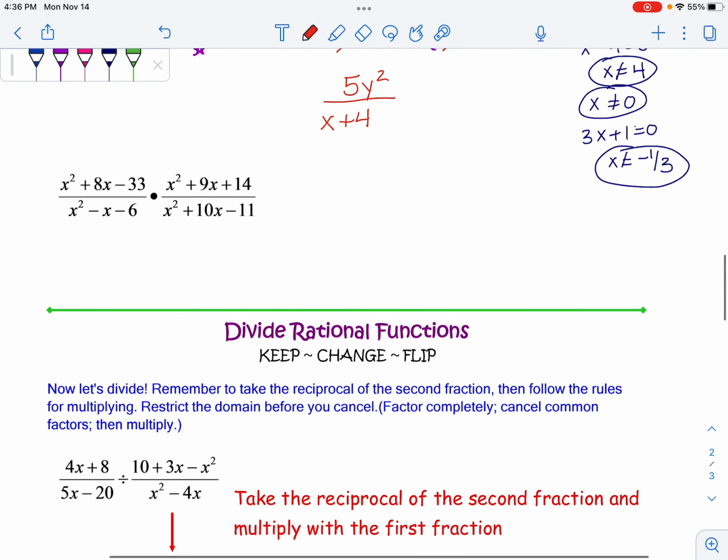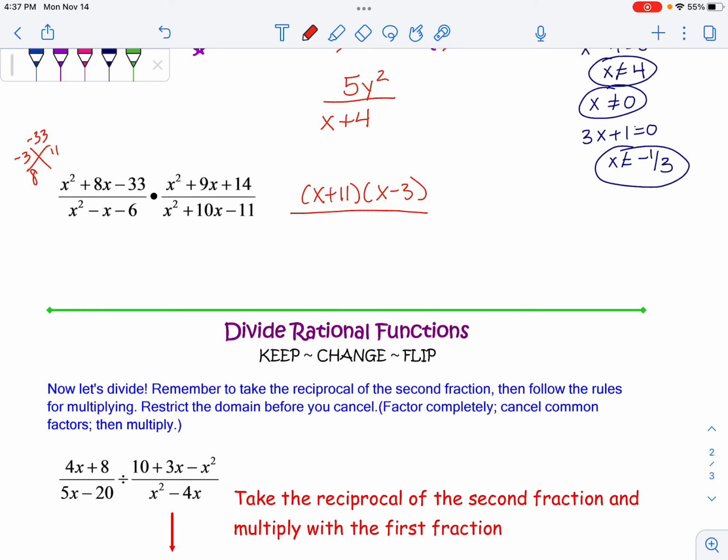For this next one, I'm going to have to do big X for all of them. So negative 33 and 8, that would be 11 and negative 3. So x plus 11 over x minus 3. I'm going through the factoring kind of quickly because at this point it is expected that you know how to do this. But if you're struggling with factoring still, remember to go to tutoring and ask for help. The factoring really never goes away in this class, so you want to make sure that you're getting the help you need to be successful.